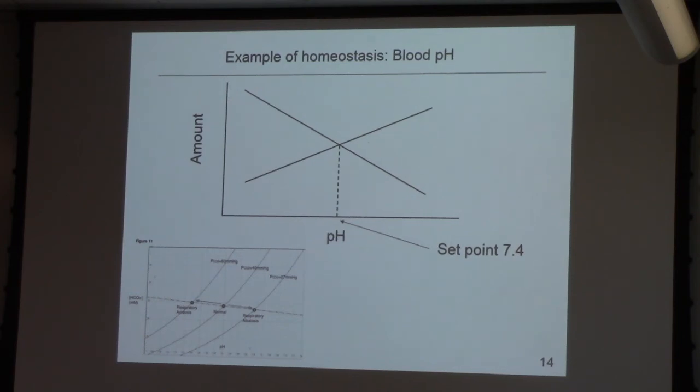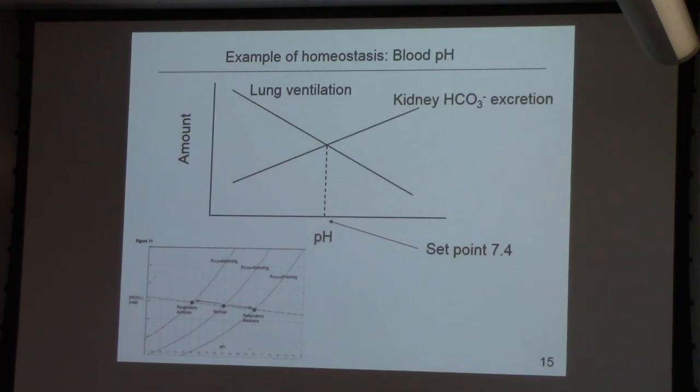Let's make sure I'm right on this before we get too deeply involved in this. So the amount of bicarbonate excretion would increase here, and the amount of lung ventilation would increase here. And it flips on the other side, right? So increased lung ventilation, decreased lung ventilation. Increased bicarbonate excretion by the kidney, decreased bicarbonate excretion by the kidney.